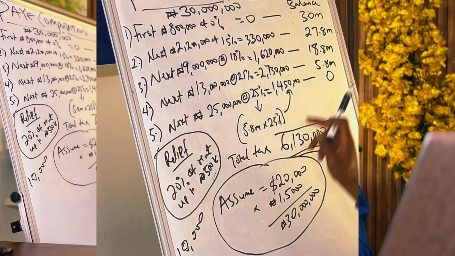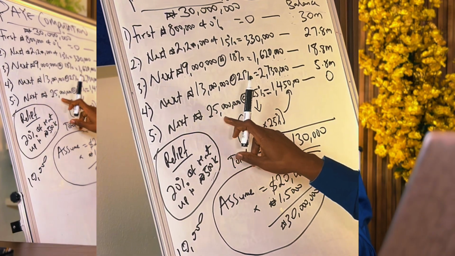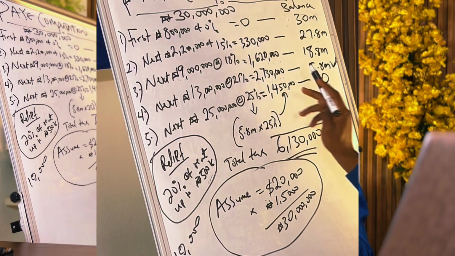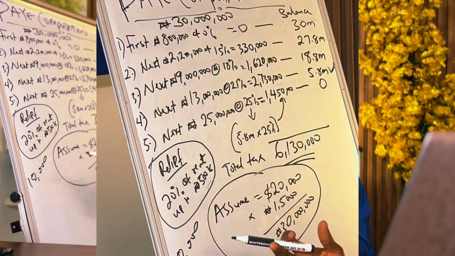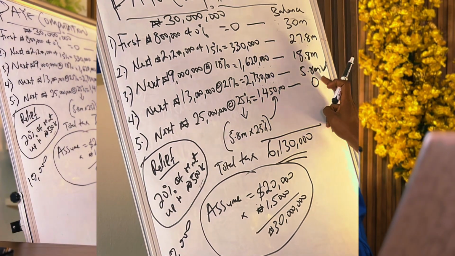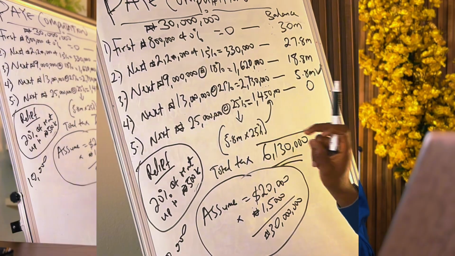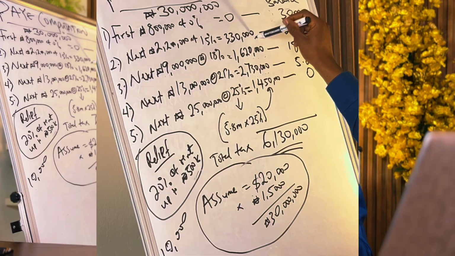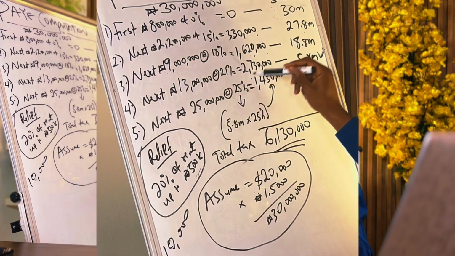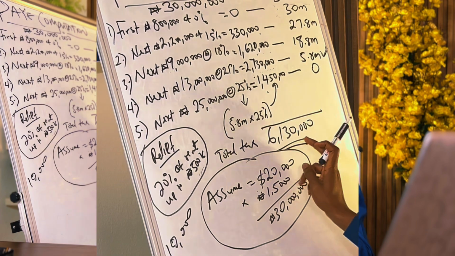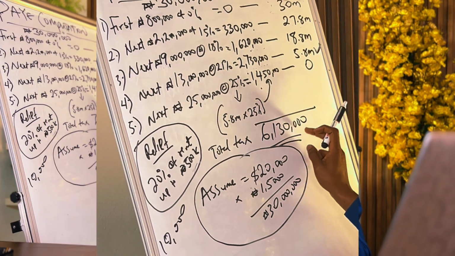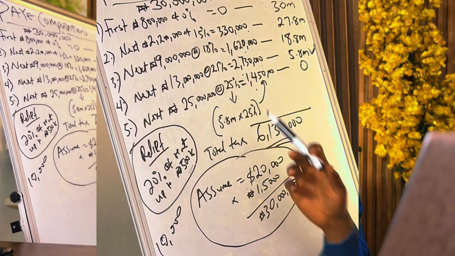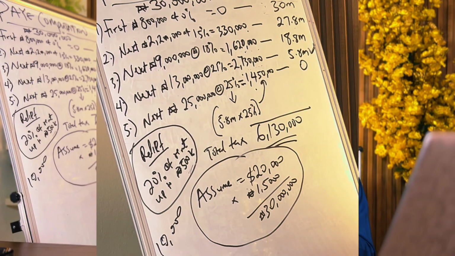If you subtract this 13 million from the balance of 18.8 million, what will be left is 5.8 million naira. But if you look at this, the next 25 million at 25%, you notice this 5.8 million naira now is not up to 25 million naira. So we just charge this 25% on this 5.8 million, which gives us 1,450,000 naira. When we add 330,000 naira, 1,620,000, 2,730,000 and 1,450,000, it gives us 6,130,000 naira. So this is your estimated tax you are supposed to pay on this 30 million naira you are earning from your foreign company as a freelancer or a remote worker.